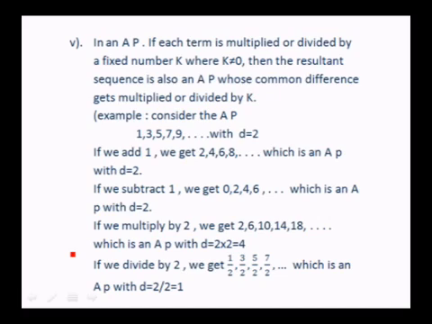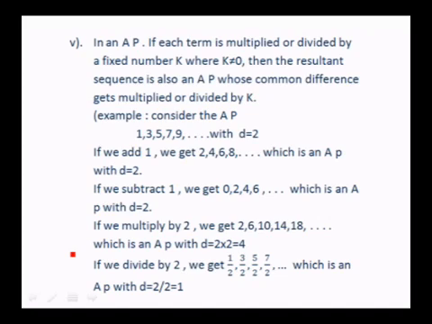If you take 1, 3, 5, 7, 9, which is an AP with common difference 2, and add 1, we get 2, 4, 6, 8, etc., which is an AP with the same common difference 2. If we subtract 1 from each term, we get 0, 2, 4, 6, etc., which is an AP with common difference 2. If we multiply by 2, we get the AP 2, 6, 10, 14, 18, etc.